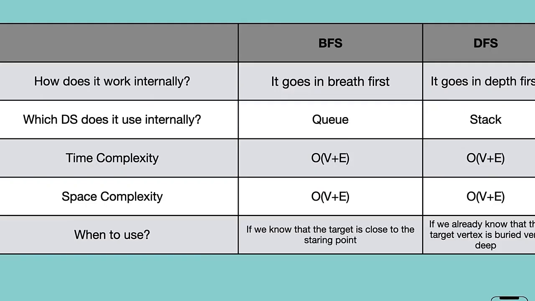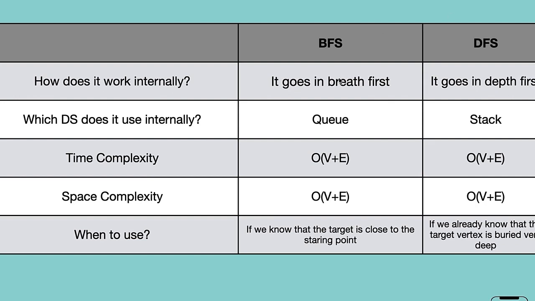Now let's see in this table the differences between them. Based on these criteria, we can identify the difference between them. The first one is, how does it internally work? In case of BFS, we said that it goes breadth first. This means that it visits neighbor nodes first, then continues to the next level. But in case of DFS, it goes depth first. This means that it visits deep nodes first, then comes back.